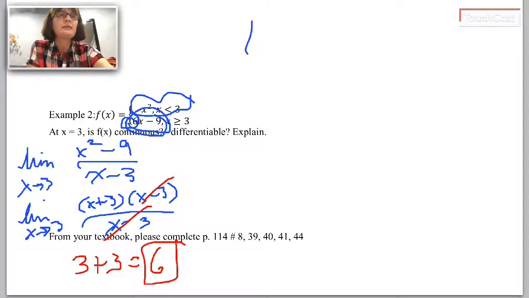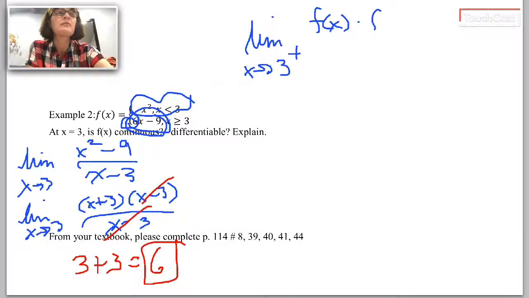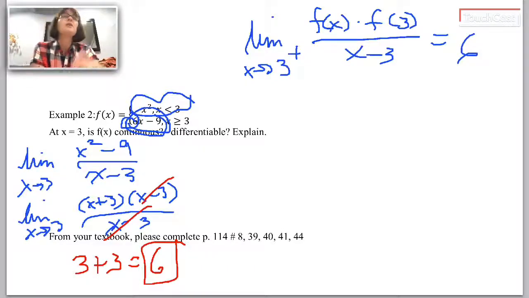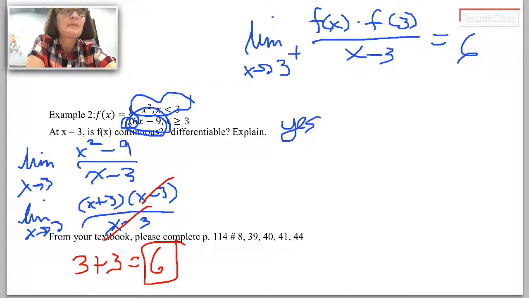So I would say the limit as x approaches 3 from the right of f of x minus f of 3 over x minus 3, I already know is 6. So is f differentiable? Yes. F is differentiable.